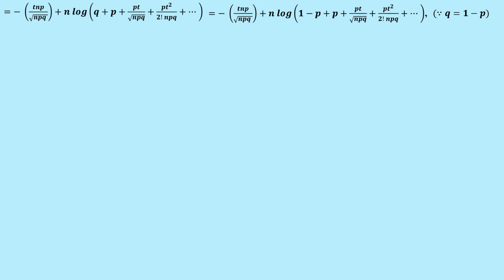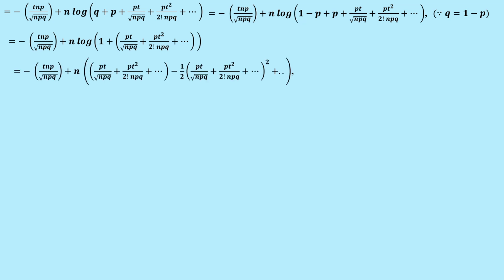So that is equal, because q is equal to 1 minus p, we are using that idea, right? That is why q is equal to 1 minus p plus p t by root n p q plus p t square by 2 factorial n p q plus etc., minus t n p by root n p q plus n log 1 plus, so p minus p gets cancelled, 1 plus p t by root n p q plus p t square by 2 factorial n p q plus etc.